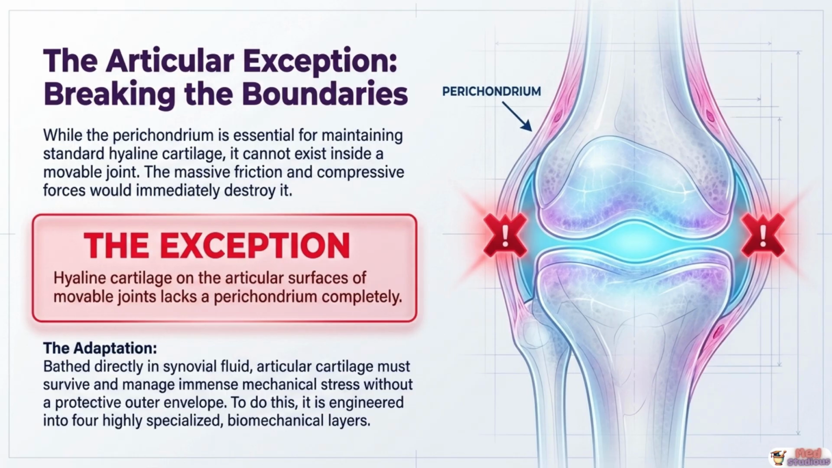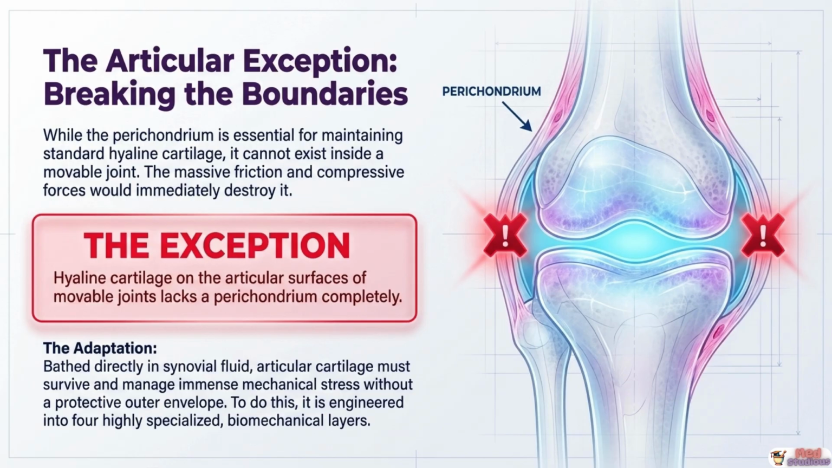We have established that the perichondrium is the universal lifeline of hyaline cartilage, providing the vascular supply for diffusion, the stem cell reservoir for repair, and the structural outer envelope. The universal rule is that the perichondrium covers the surface of all hyaline cartilage. But there is one critically important exception to this rule, and it is not a minor anatomical footnote.